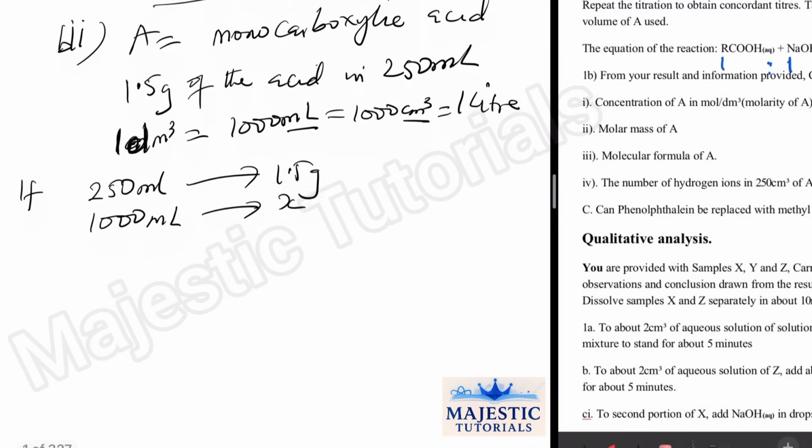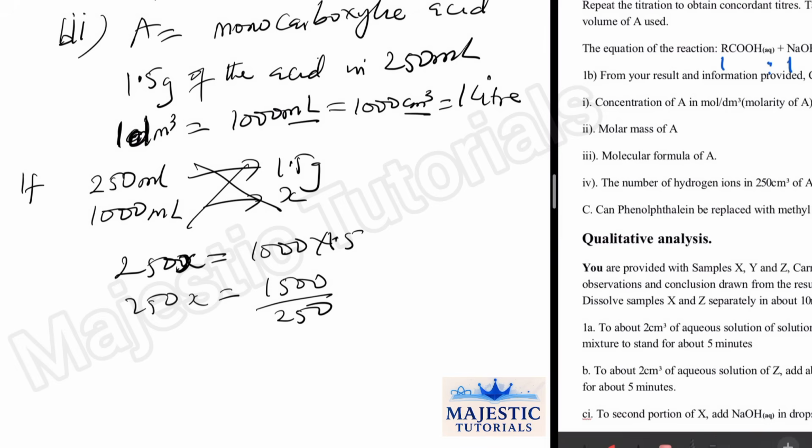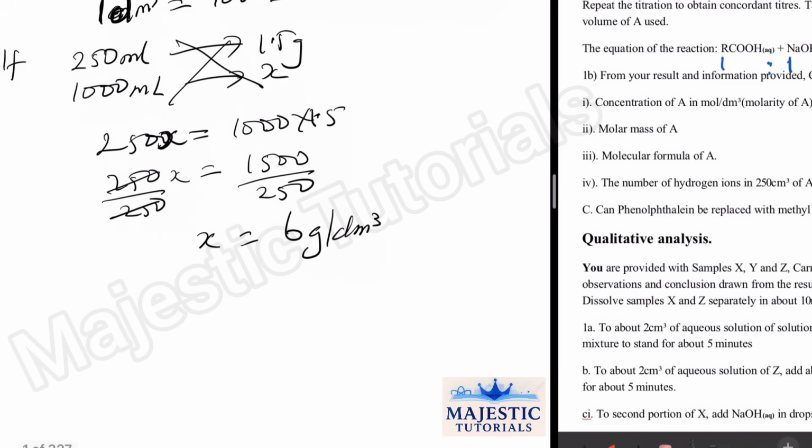So we call it x. Now cross multiply. We have that 250x is equal to 1000 times 1.5. And 1000 times 1.5 is 1500, so 250x is equal to 1500. Divide both sides by 250. So we have automatically that x here should be 6 grams per dm cube, which is the same thing as 6 grams per liter of solution.